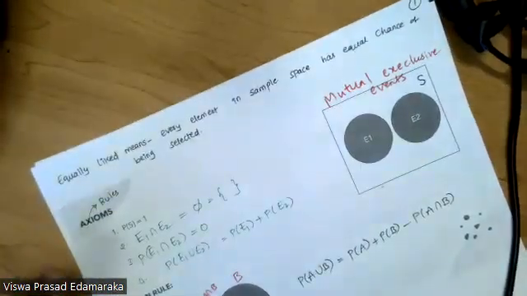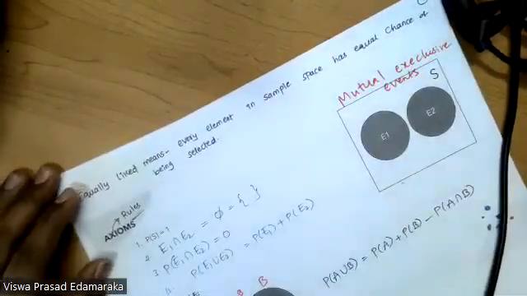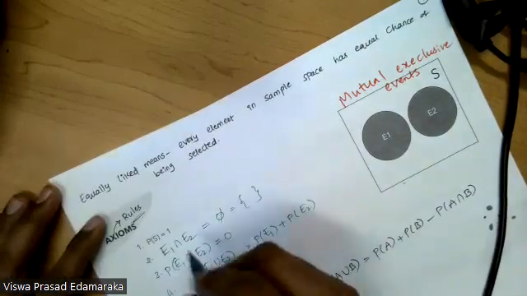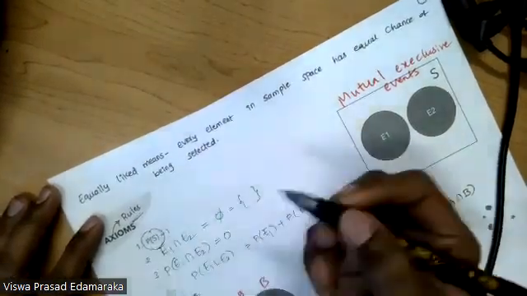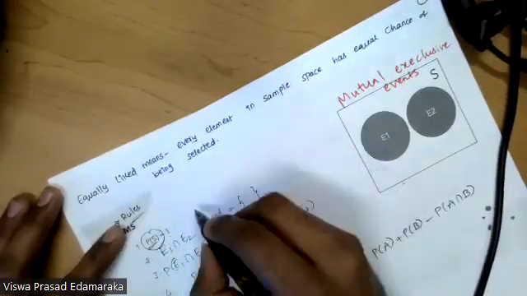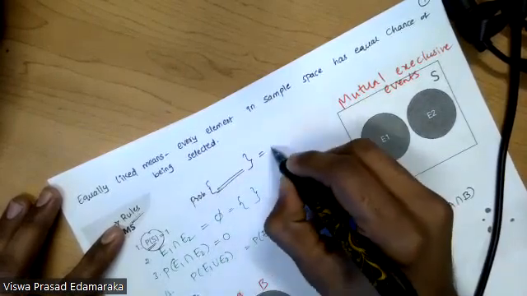Hello everyone. Today we are going to continue with conditional probability. We'll start with axioms. Axioms means some rules. These are the basic rules. The first one is the set of all possible events. The probability of the set of all events should equal 1.